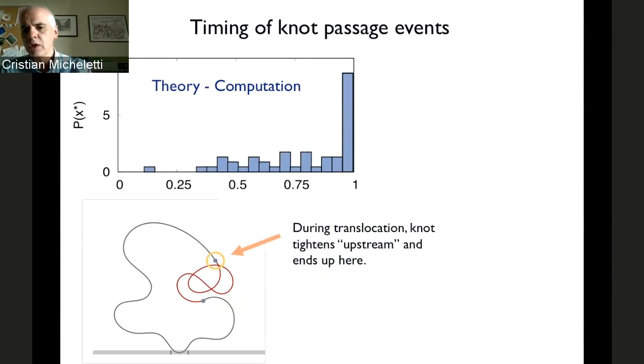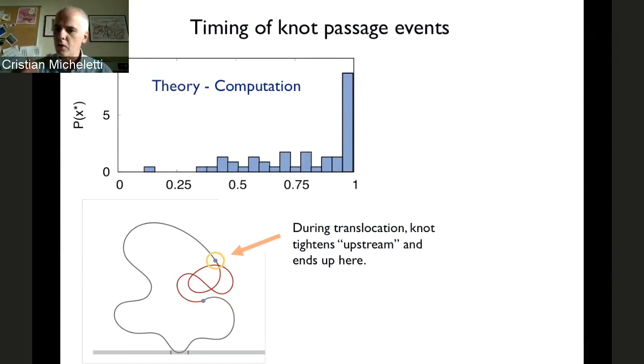The reason why you have this late passage event, in a nutshell, is that after you initiate the translocation, due to the propagation of the tension front from the pore to the rest of the chain that I mentioned at the beginning, you have essentially a tightening of the knot that occurs starting from the end that is closest to the pore. So the knot is tightened essentially upstream. The knot is tightened and ends up where its most upstream end was at the beginning of the translocation process.